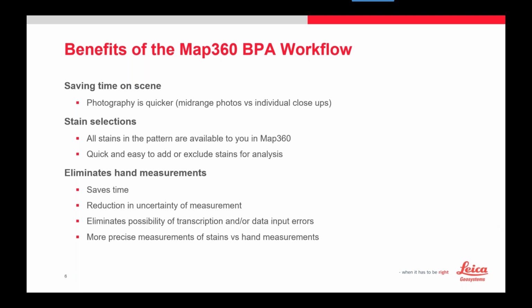Some of the benefits of the workflow is saving time on scene. So it's a lot easier and a lot quicker to take photographs of different areas and different groups instead of just individual stains. Also for the stain selection, because you have these images, you can pick these stains when you get back to the office, and you can continue to pick stains, exclude stains, include more stains, whatever it might be. It's really easy to go back and add additional stains. And then it eliminates hand measurements, which will save time and reduce uncertainty of measurement. And it makes it more precise having the software do it for you.